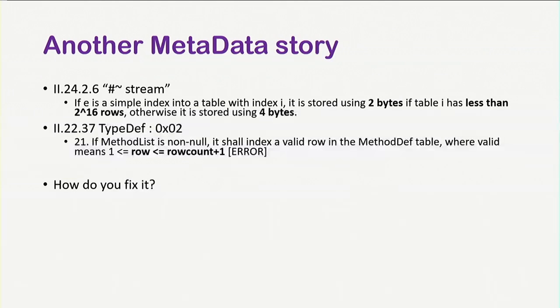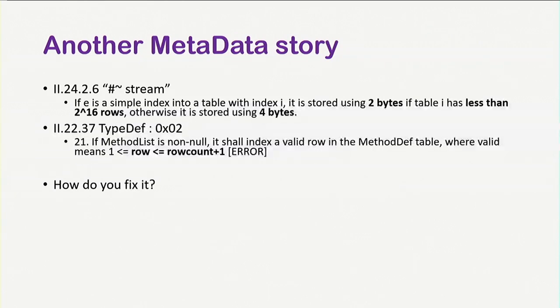If you look at the CLI ECMA spec, I don't have to read it exactly, these are the parts that tell you that if you have less than, and watch out, not less than or equal, less than 2 to the 16th power rows, then you have to use 2 bytes, otherwise you use 4 bytes. So it's exactly prescriptive whether you use 2 or 4 bytes for indexes for each table and string heap. In the type definition, type def, it actually tells you that the +1 is allowed, and you should be able to encode that. When you look at those two things, they just don't work well with each other.